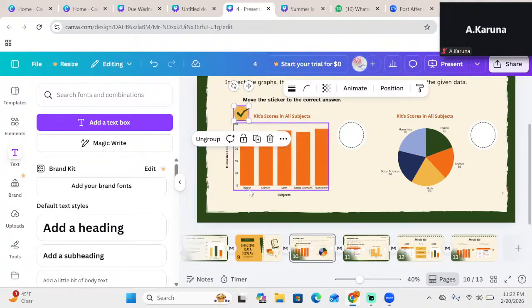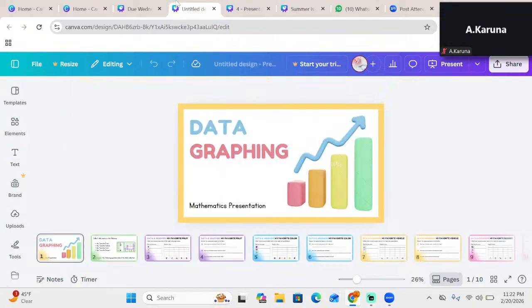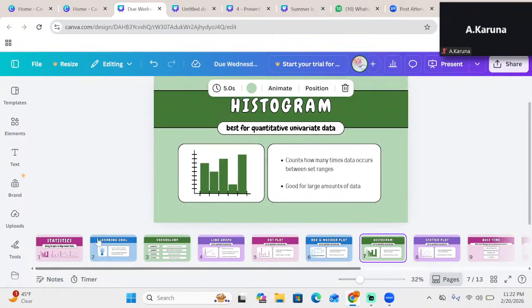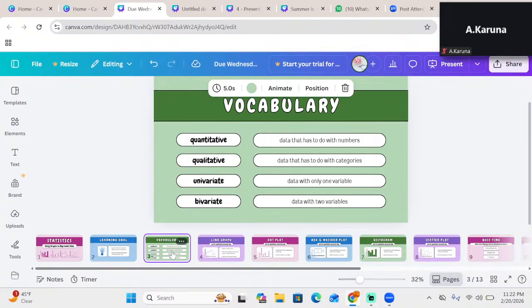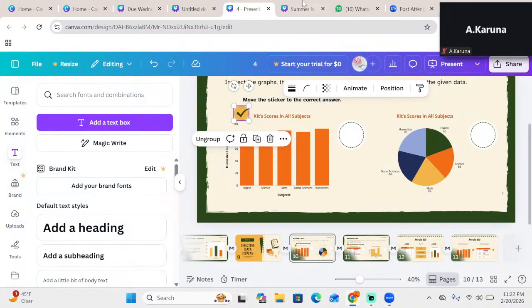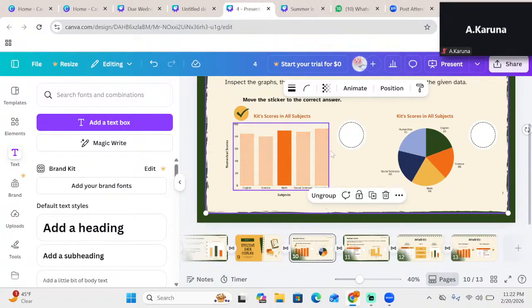It's quantitative. It is qualitative, sorry. It's qualitative. It shows the groups. It doesn't show just numbers. And it deals with a large amount and a range. So this is the correct answer, this bar graph or histogram. I think nowadays people are calling it a bar graph, so a bar graph.